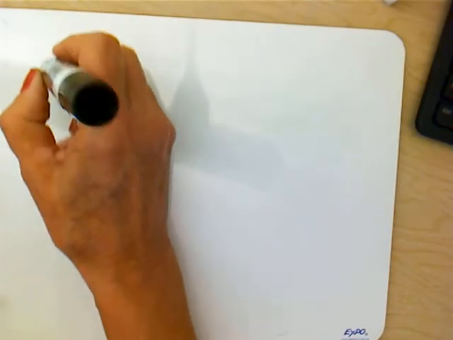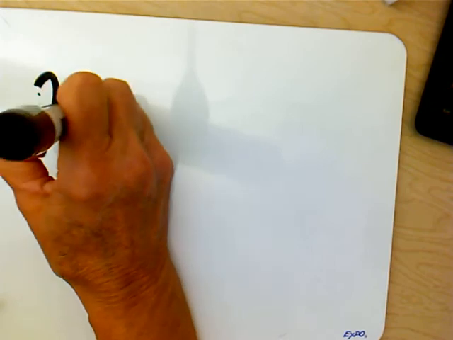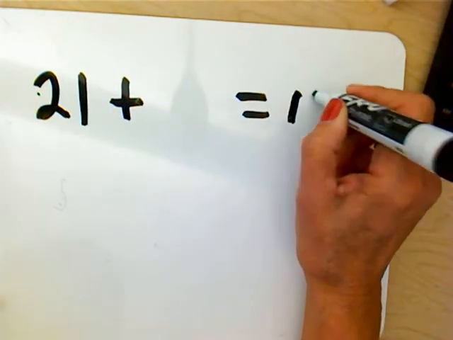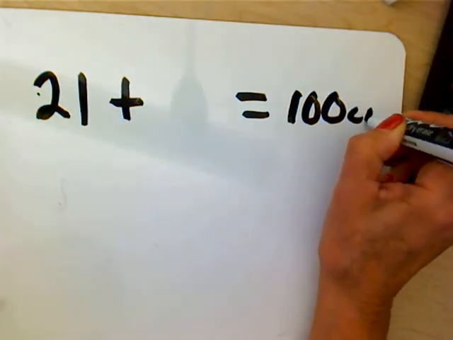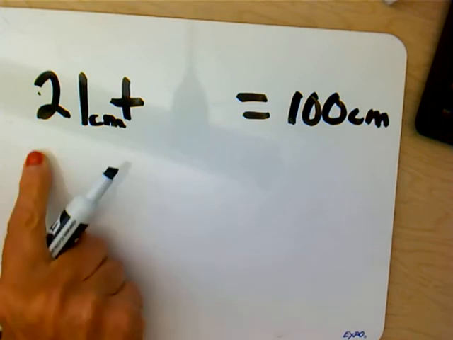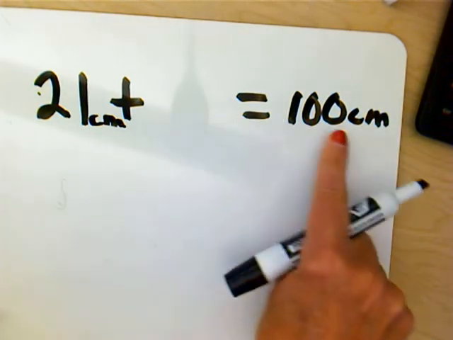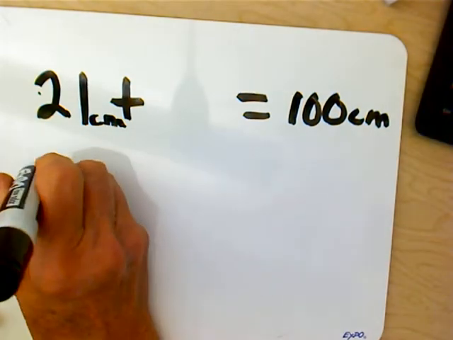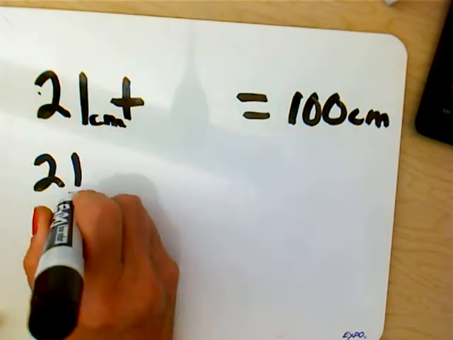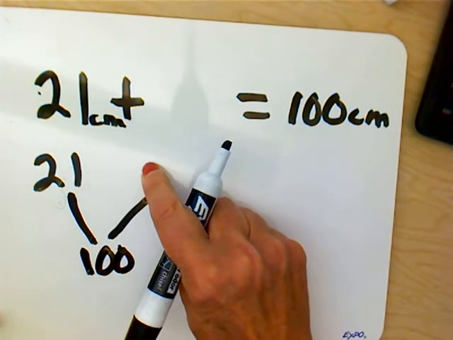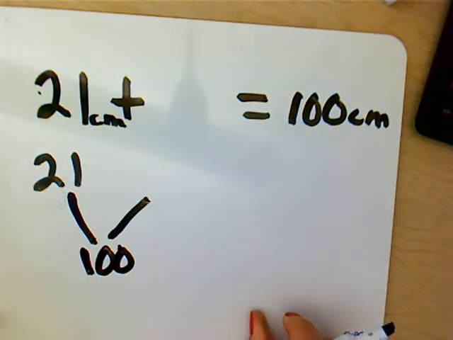Okay, now we're going to try one that's a little bit harder. We're going to do 21 plus something will give me 100 centimeters. This is the kind of problem that you're going to be doing on your sprint today. We're going to be saying, what would I have to add to 21 to get me 100 centimeters? So I'm going to start with my number bond, 21 and 100, and I'm trying to figure out what would need to go on this side of my number bond to make that happen.